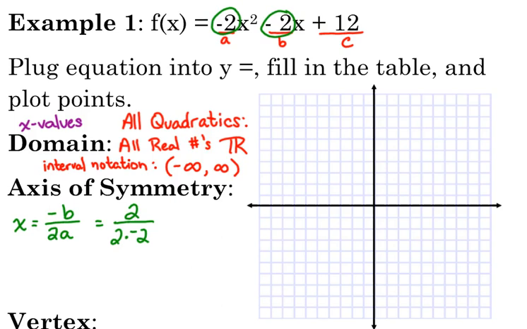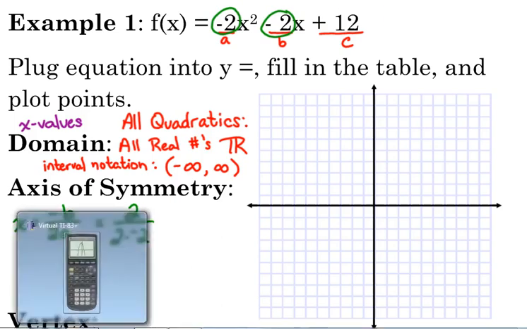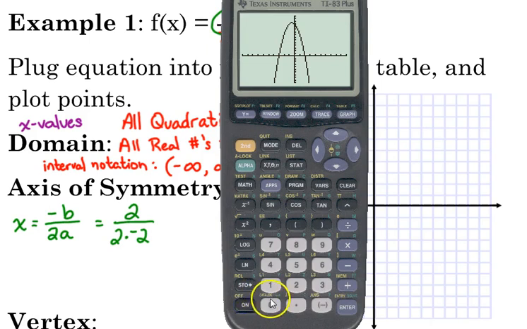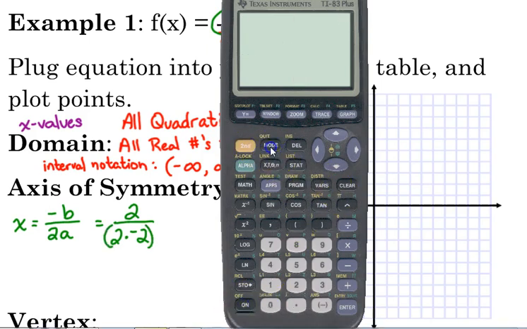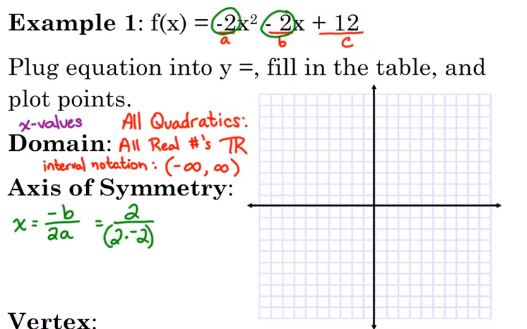Now, I'm hoping that you can do some mental math here and work that out yourself, but I know a lot of you are just in the habit of grabbing your calculator. Because there is more than one term in the denominator, you must put parentheses around it, or it's not going to give you the right answer. So you have to do 2 divided by parentheses, 2 times negative 2. That answer is negative 1/2. Our axis of symmetry here is negative 1/2.